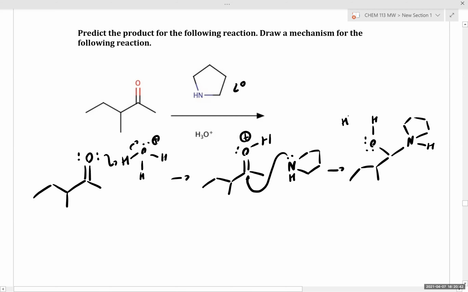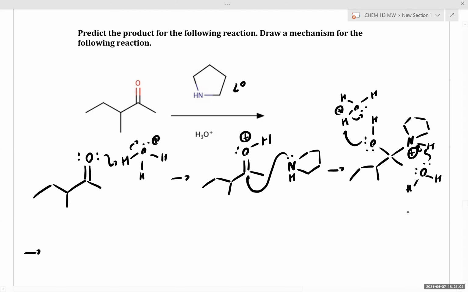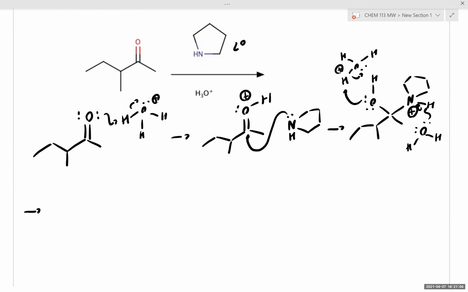From here, we're going to activate water as a leaving group via protonation. And we're going to deprotonate our ammonium species to free up a lone pair on nitrogen. From here, we now have water prepared as an activated leaving group.